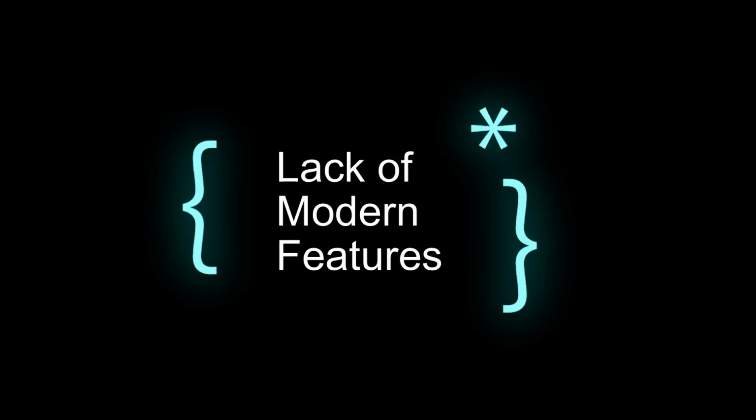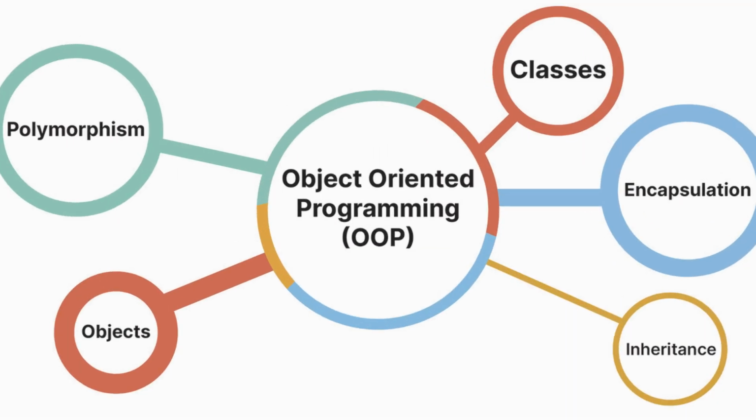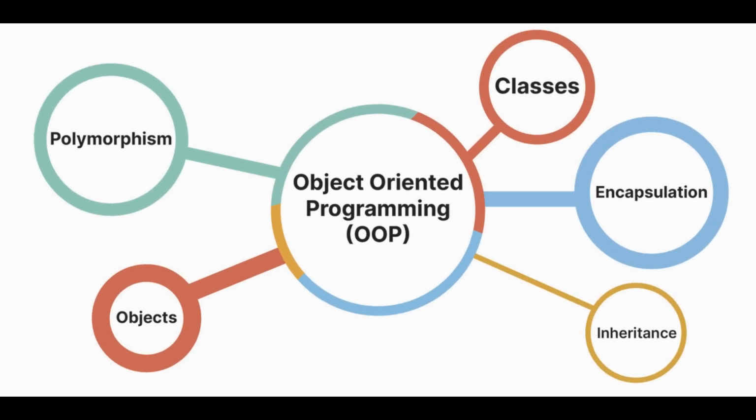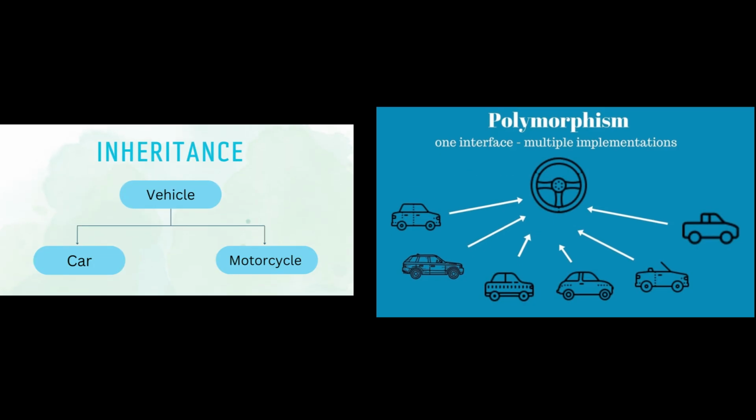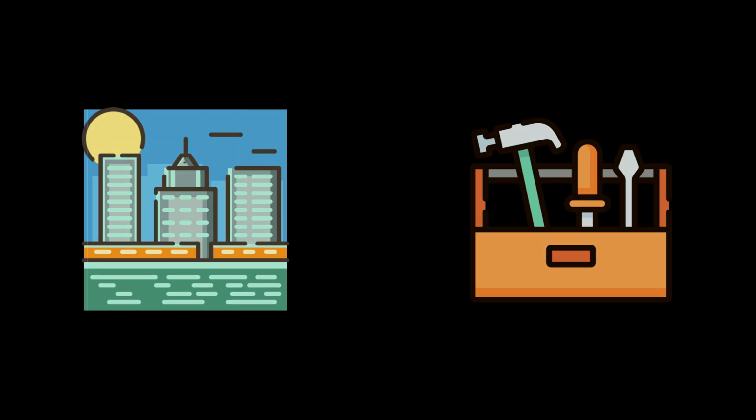First up, let's talk about the lack of modern features. C was created in the early 1970s, and while it's incredibly powerful, it hasn't kept up with many modern programming concepts. For example, there is no built-in support for object-oriented programming, which is a staple in many contemporary languages like C++ or Python. This can make managing larger code bases more challenging, as you miss out on concepts like inheritance and polymorphism. Imagine trying to build a skyscraper with only the tools available in the 1970s. Sure, it's possible, but it's not the most efficient or easiest way to do things today.